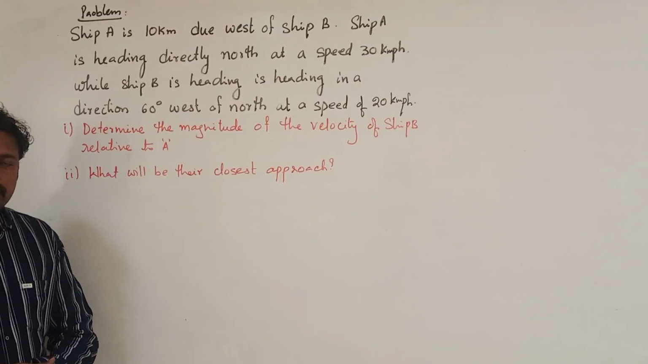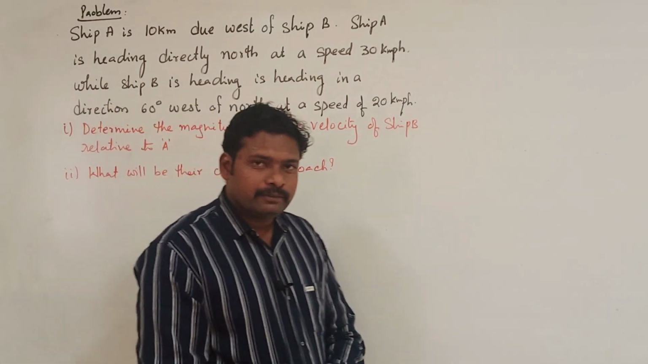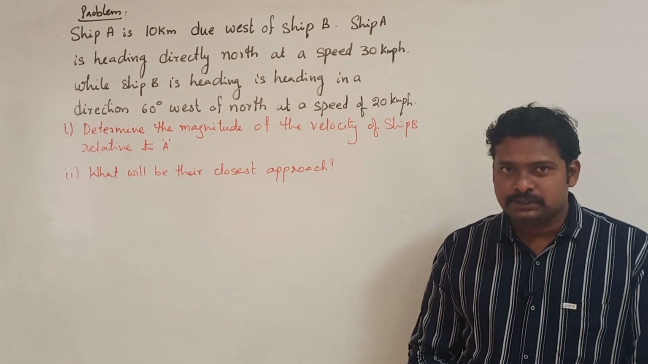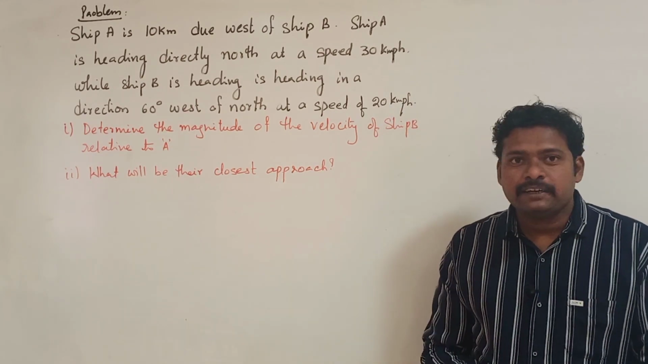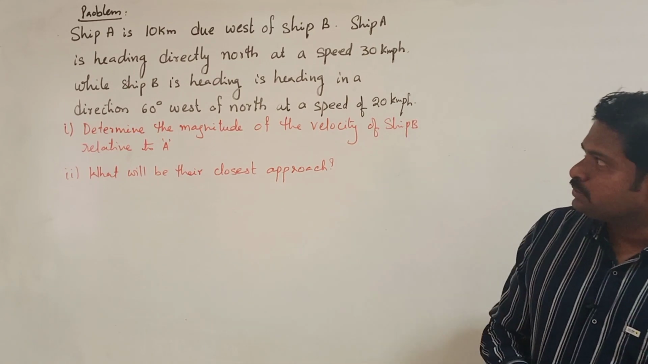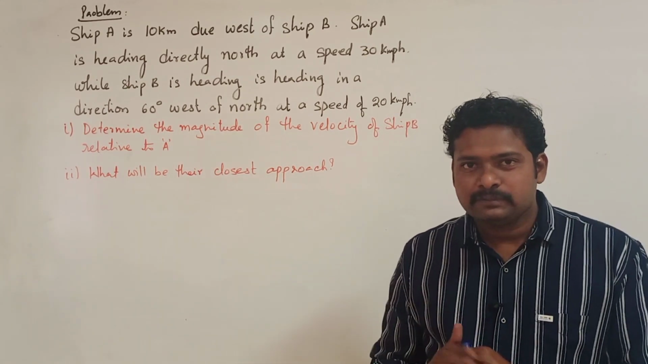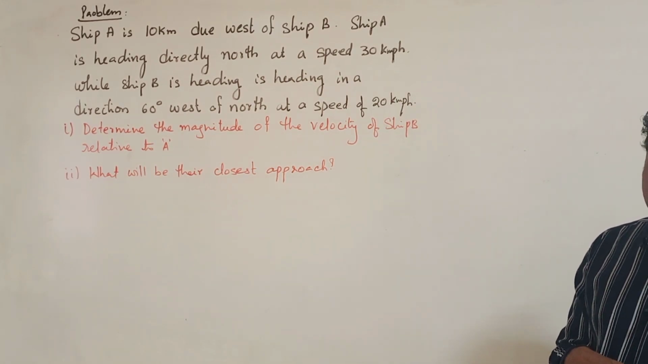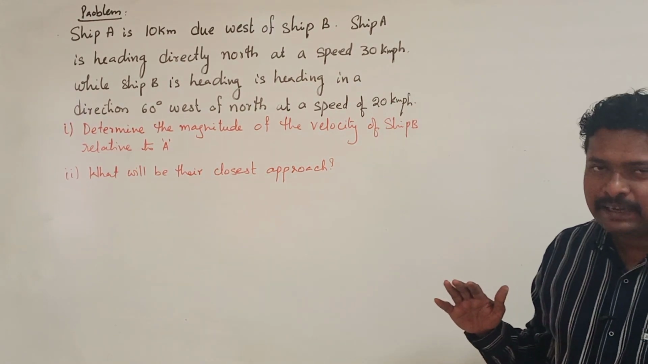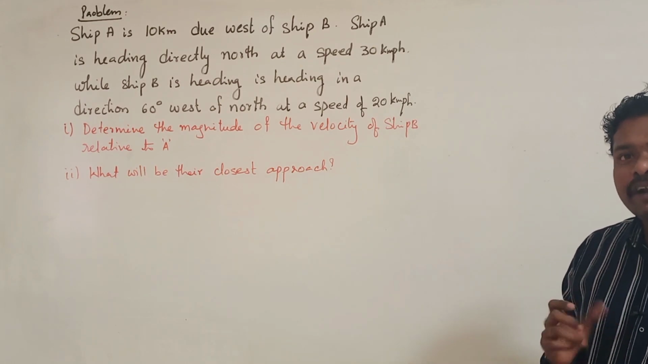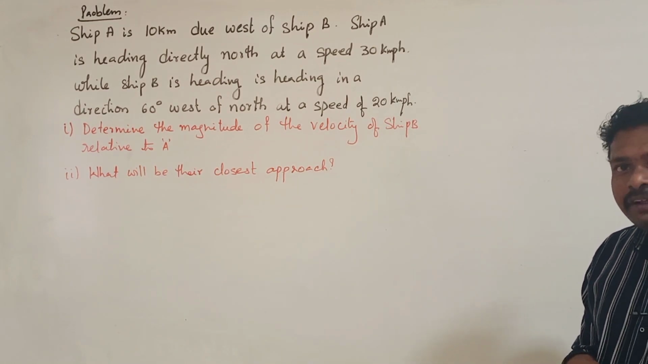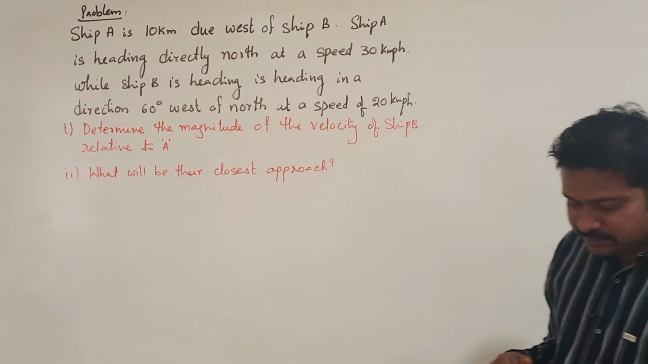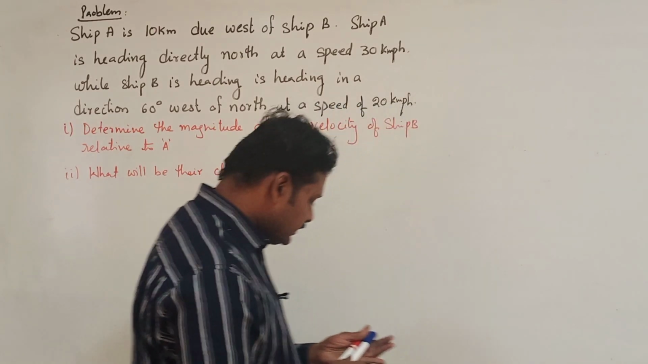Okay. A new problem relative to vector addition, which involves the parallelogram law of vectors, and we need to find the resultant velocity and closest approach. Ship A is there, B is there, the separation is 10 kilometers. Ship A is heading north and ship B is moving in a particular direction. We need to find the resultant velocity and also the closest approach between the two vectors. Let's see in a simple way. Listen carefully.